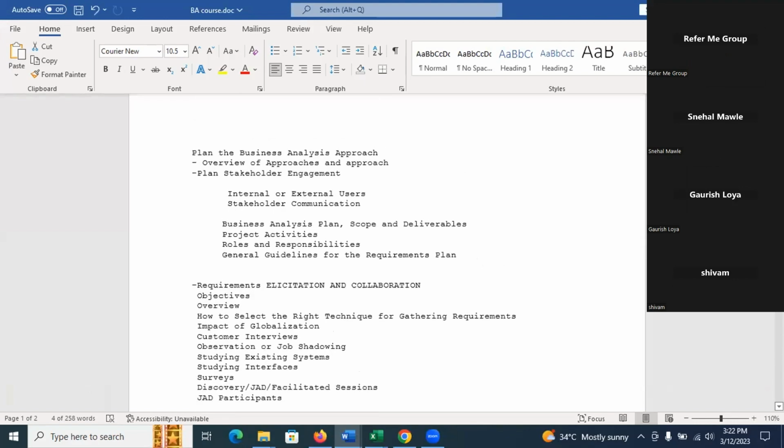Initially, it will start with the theoretical aspect: understanding the business analysis approach or the overall business objective, and stakeholder engagement, and what the stakeholders are expecting from you. Who are your external stakeholders? Who are your internal stakeholders? And how do you establish a communication channel with them? Understanding business analysis as a process, plan, scope, and deliverables. What will your project activities be? General roles and responsibilities of a business analyst in any project or company.